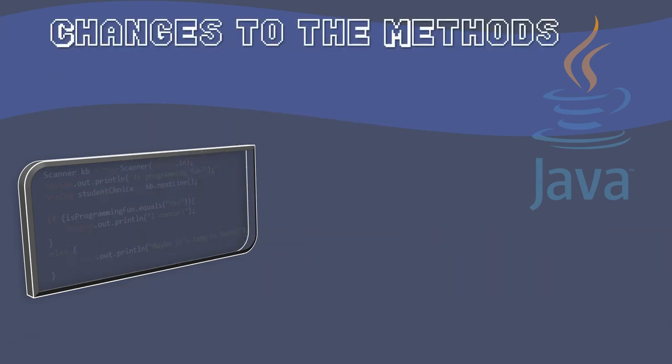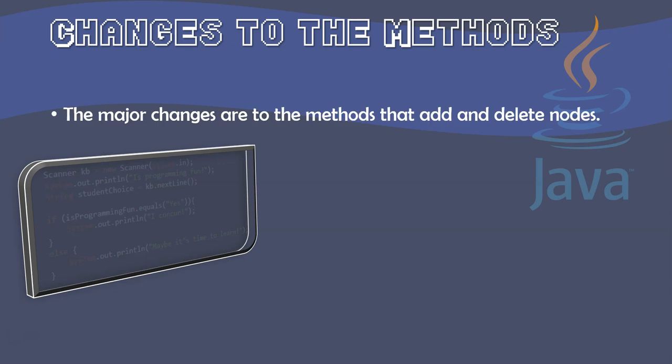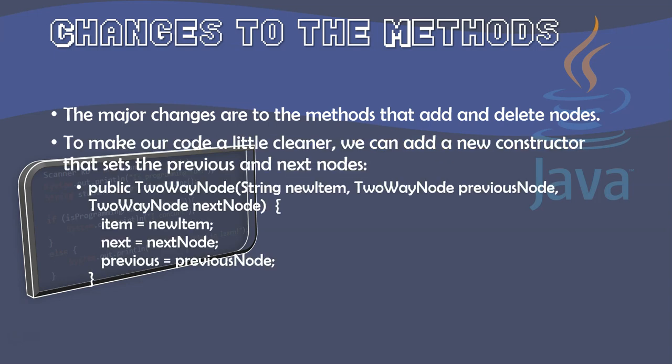Now, when we talk specifically about those method changes, one of the major changes that we're going to have to look at is the add and delete of the nodes, because obviously we're having to accommodate more links. So to make our code a little cleaner, we can add a new constructor that takes the previous and the next nodes. Public TwoWayNode(String newItem, TwoWayNode previousNode, TwoWayNode nextNode). Item is equal to newItem, next is equal to nextNode, and previous is equal to previousNode.